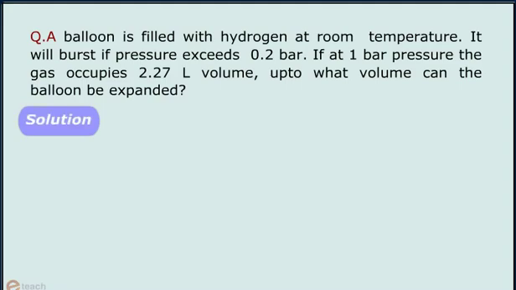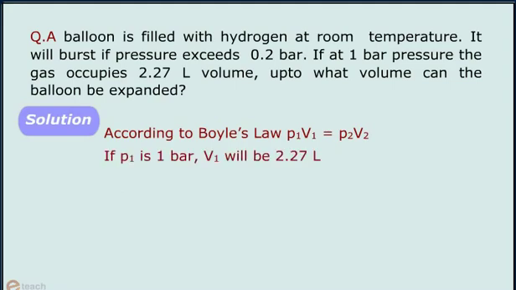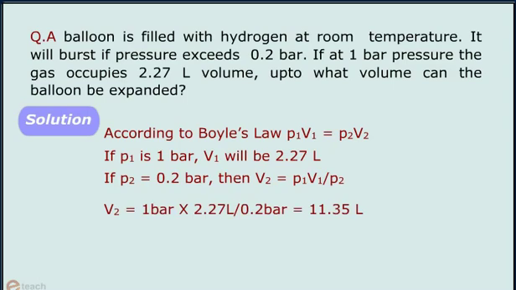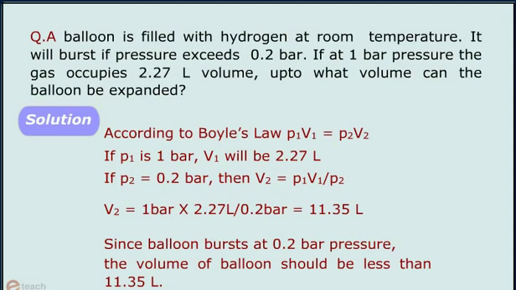Let's see the solution. According to Boyle's law, P1V1 equals P2V2. If P1 is 1 bar, V1 will be 2.27 liter. If P2 equals 0.2 bar, then V2 equals P1V1 divided by P2. V2 equals 1 bar into 2.27 liter divided by 0.2 bar, which is equal to 11.35 liter. Since the balloon bursts at 0.2 bar pressure, the volume of the balloon should be less than 11.35 liter.